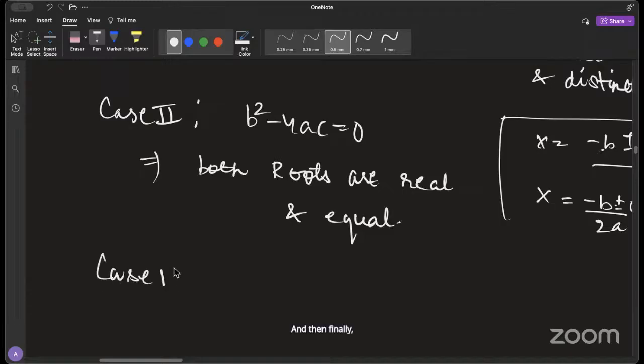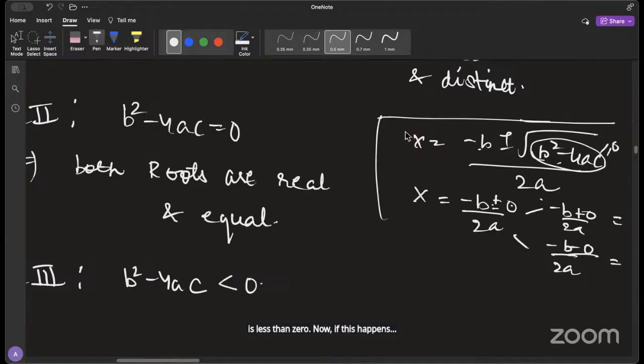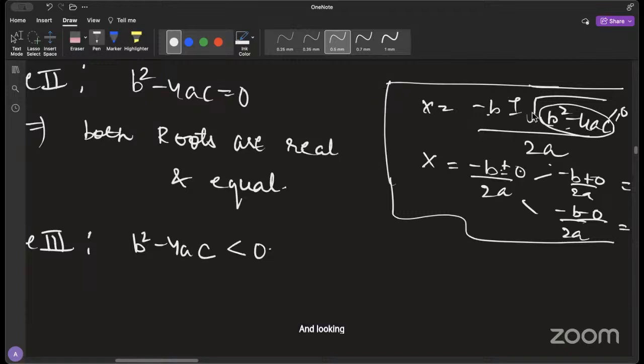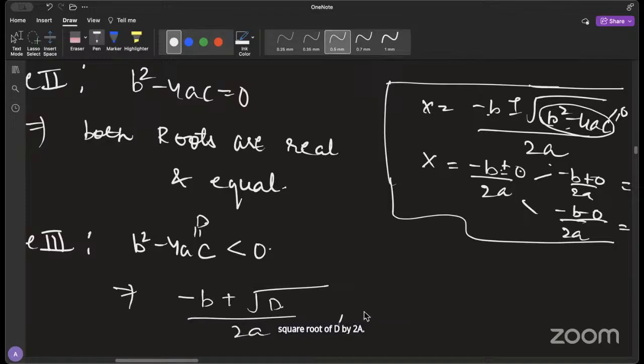And then finally you have case 3, which is b square minus 4ac is less than 0. Now if this happens, and looking at this formula, you would have a negative value in the square root, right? And that's not a real number. That would simply mean you'll have complex roots. What you'll have is something like this, minus b plus square root of d by 2a and minus b minus square root of d by 2a, where we call this d because this is the discriminant.